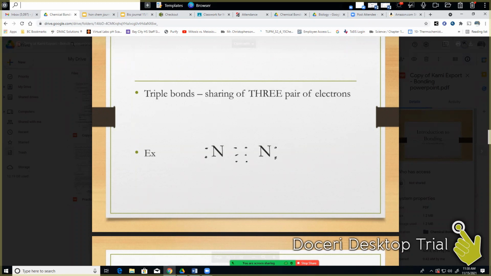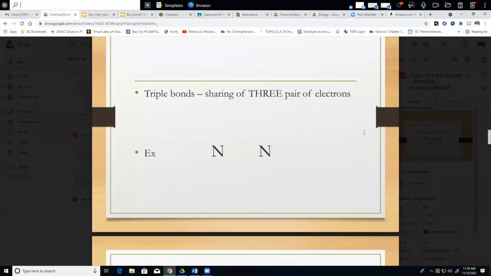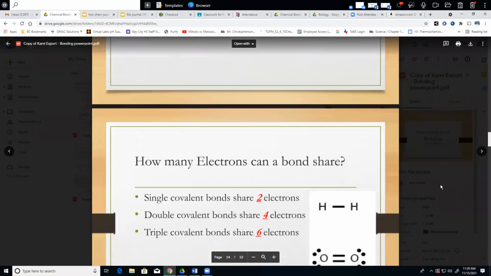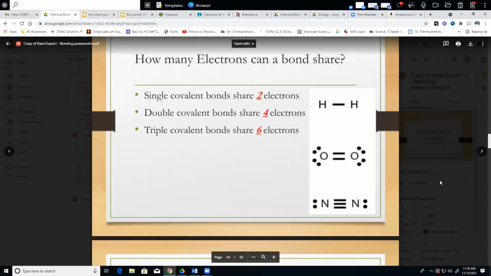So this next slide, there's no blanks for it, but you can kind of write to the side of where you see single, double, and triple. It's just telling you how many electrons make up each type. So a single covalent bond shares 2 electrons. A double covalent bond is going to share 4. A triple covalent bond would share 6.